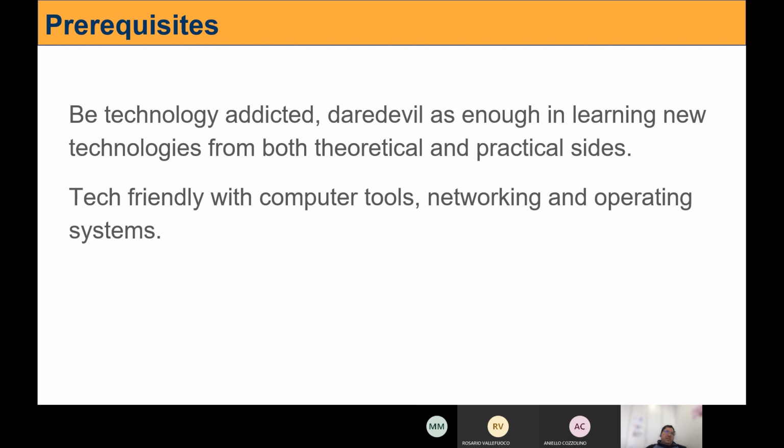First of all, some prerequisites. Of course, you should already meet these prerequisites because you are attending a master degree in computer science, but in any case, you should be technology addicted. And of course, we are using an innovative way to make lectures, and you should be a little bit of a daredevil in learning new technologies, because these kinds of technologies are mainly practical, but there are some theoretical issues. I assume you are touch friendly with any kind of computer tools, and in particular with networking and operating systems.